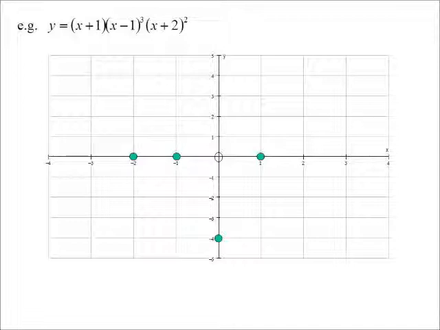So the first one would be -1. Very good. The next one? Positive 1. Very good. And the next one? -2. Very good. So there's our x-intercepts.